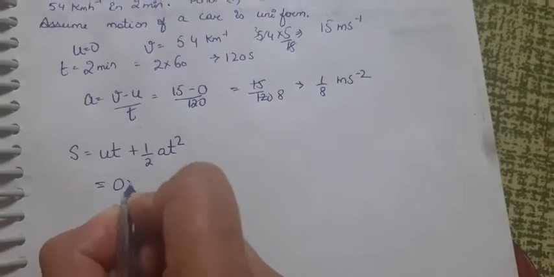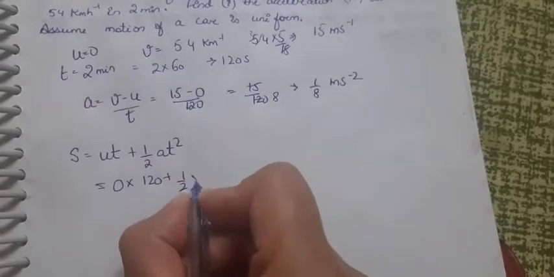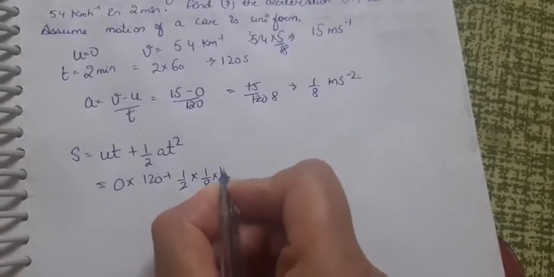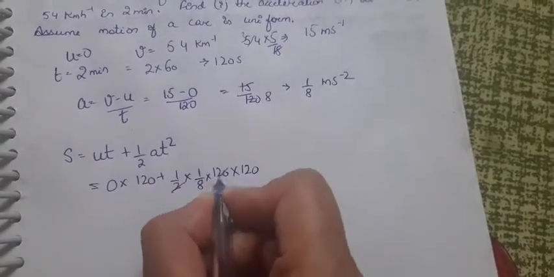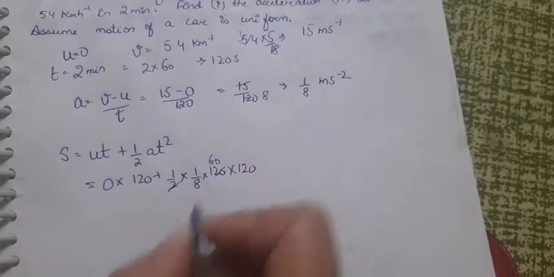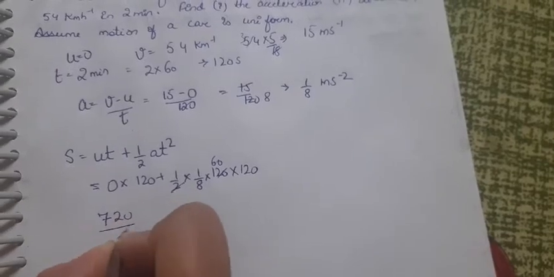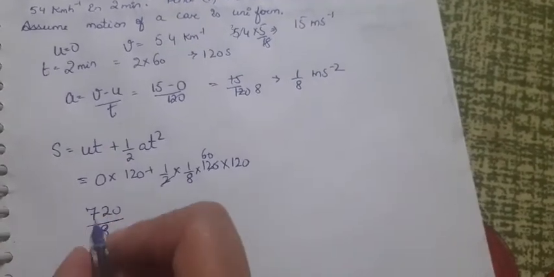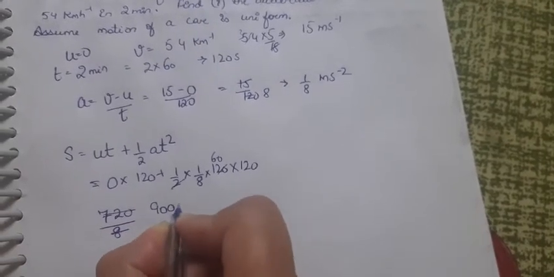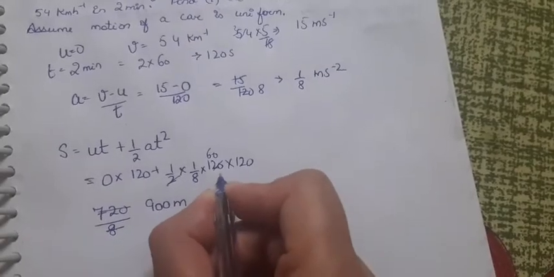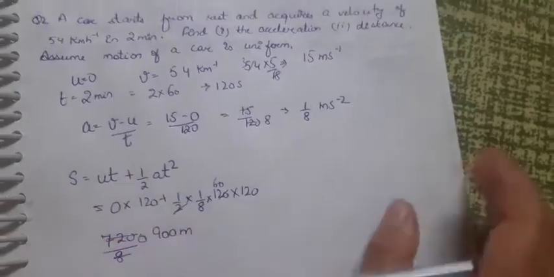u is 0, t is 120, a is 1 by 8, t square is 120 into 120. 60 into 120, 720 upon 8. Answer would be 900 meter distance.